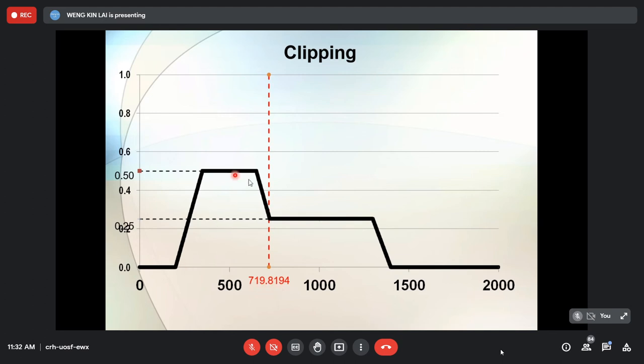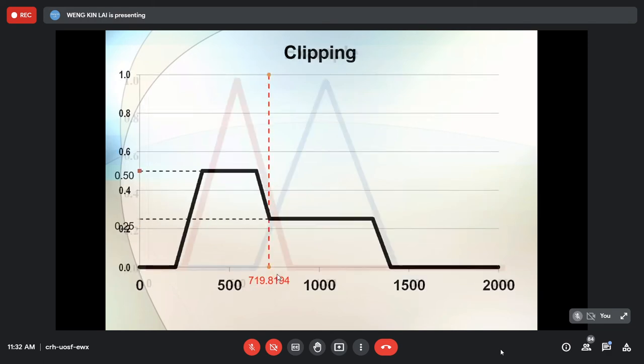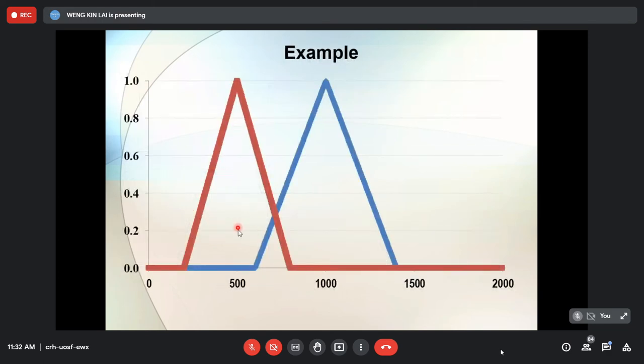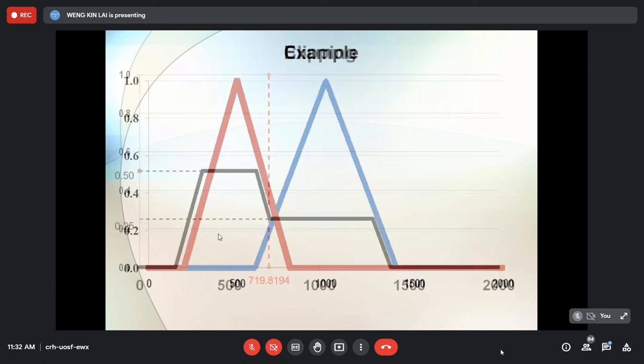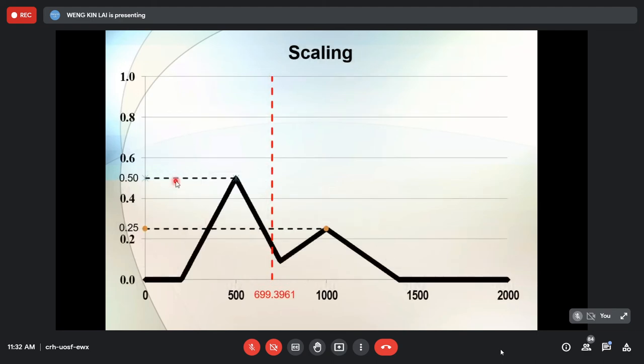719.8194, based on this shape, by clipping, with our example. Now, if you do it by scaling, you scale the two graphs depending on your membership values. So this is 0.2 and 0.4, I believe. This is 0.5 and 0.25. So if you scale it, you get this, and then the answer is 699.